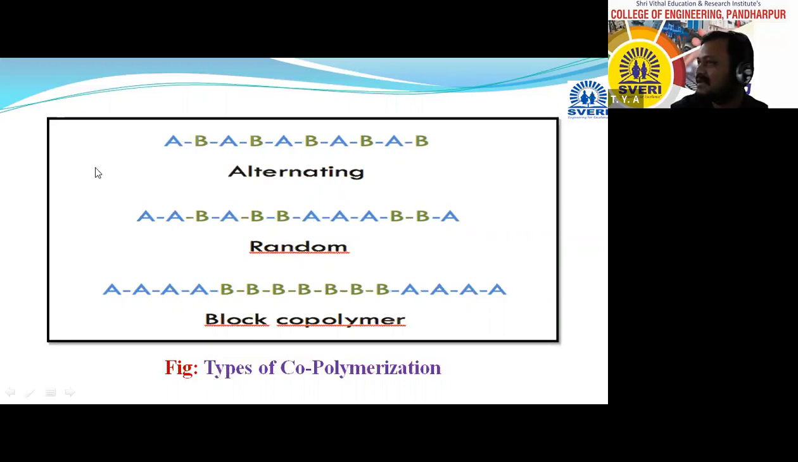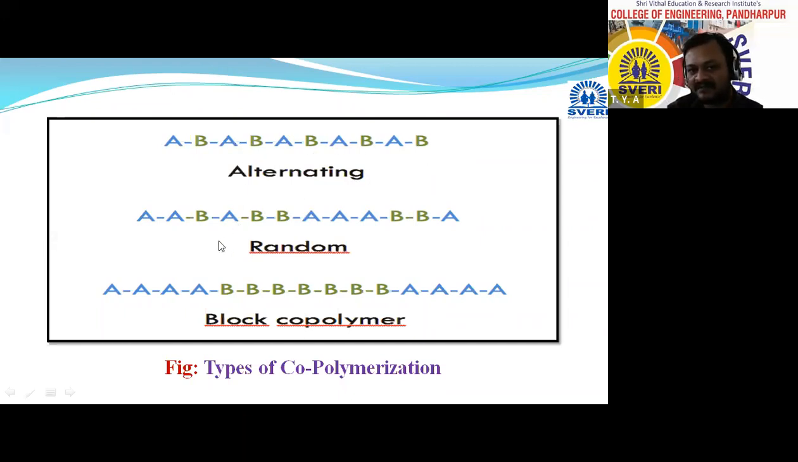Okay, here A and B are two different monomers. A is one monomer, B is another monomer, and they are stitched alternately. When the bonding is occurring in an alternate way, A B, then A B, A B, like this. This is alternating copolymerization. Okay, suppose that bonding is occurring in a fixed way, a fixed pattern.